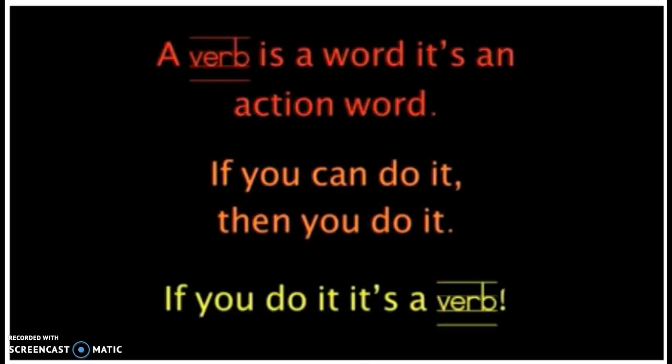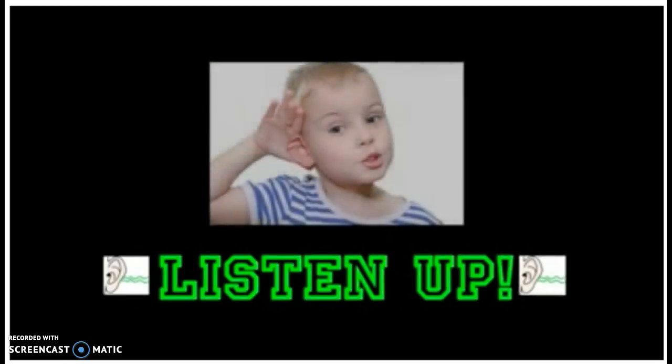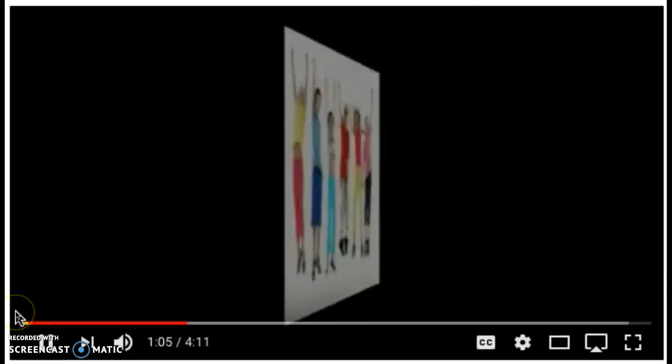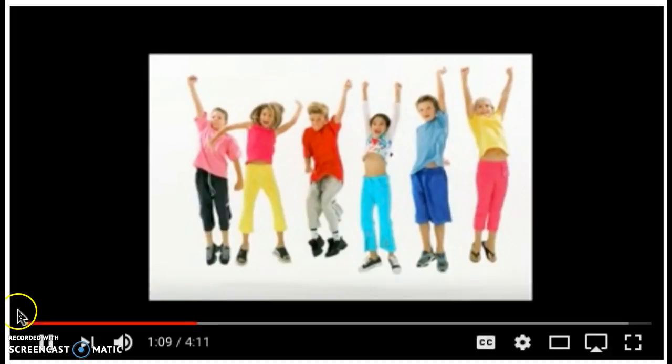A verb is a word, it's an action word. If you can do it, then you do it. If you do it, it's a verb. Listen up close, here's what we'll do. I'll say a verb and you say it too. Now when we're playing, when you say it, I want you to do it too. Okay, the next verb we're gonna do is jump. Now remember, I want to hear you say jump and I want to see you jumping.